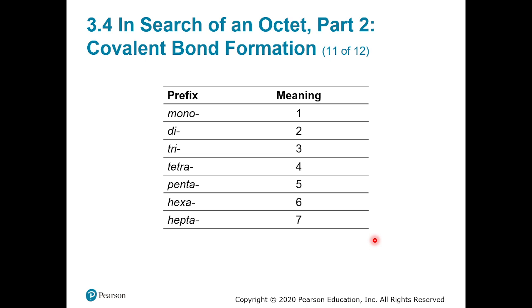So if I have, for example, 2 hydrogens, what would I put before the hydrogen? Di. I have 1 oxygen. What do I put before the oxygen? Mono. And so if I was to correctly name water using this, it would be dihydrogen monoxide. There's a really, really funny trick people play when they first learn this naming convention.